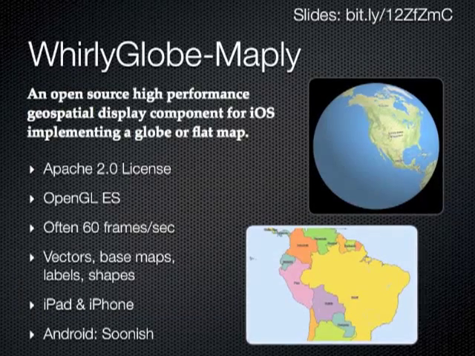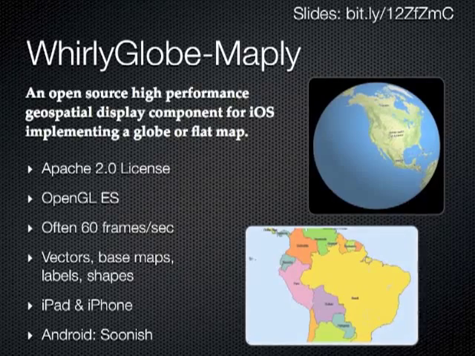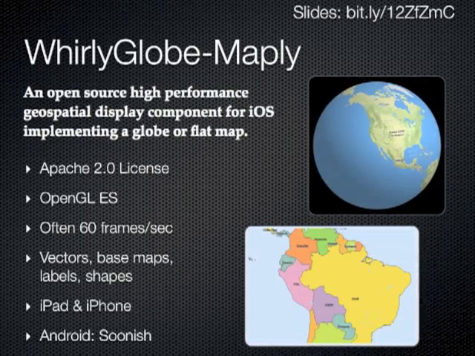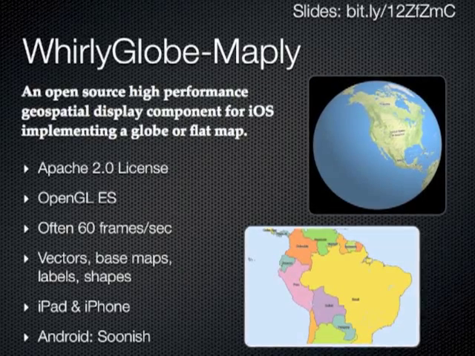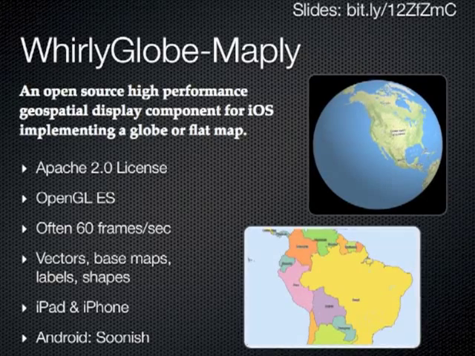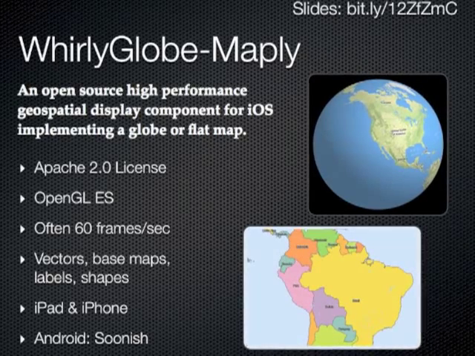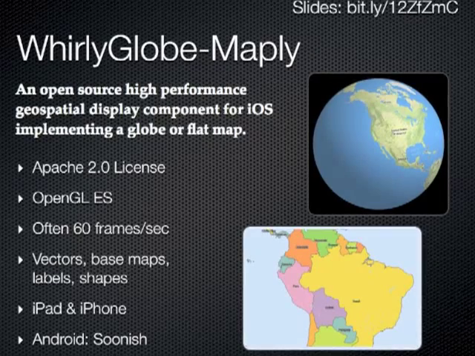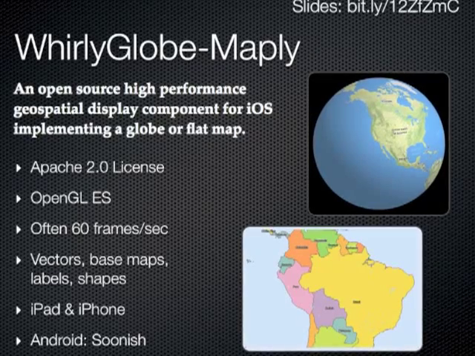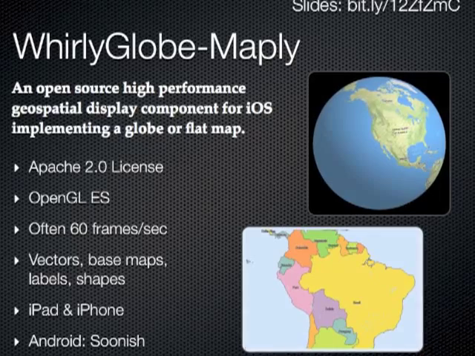So the toolkit I make is called Whirly Globe Maply, and the Whirly Globe portion is an interactive 3D globe, and the Maply portion is a 2D flat map. They're both Apache 2.0 licensed, so you're pretty free to use them in commercial tools. They rely heavily on OpenGL ES, and they implement a lot of different features, some of which we'll see.